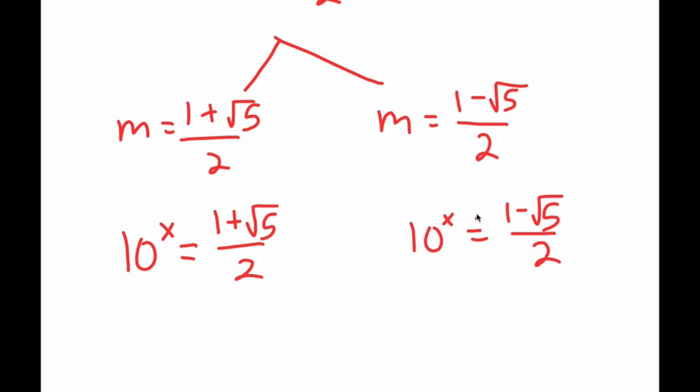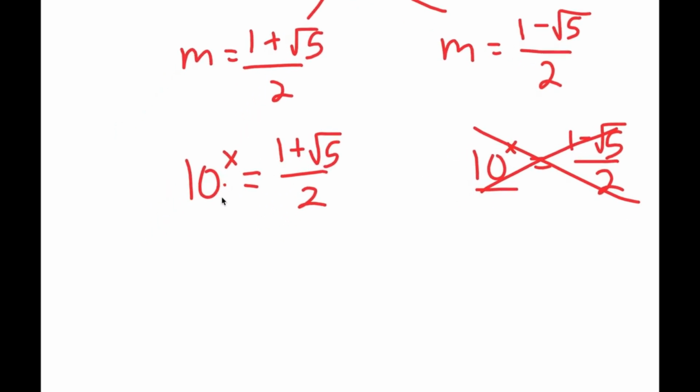So for my second equation over here, 10 to the power of x is equal to 1 minus the square root of 5 over 2. Well, 1 minus the square root of 5 over 2 is a negative number. And you can't take the power of a positive number and make it equal negative, meaning there's no solution to this equation. So we are only left with 10 to the power of x is equal to 1 plus the square root of 5 over 2.